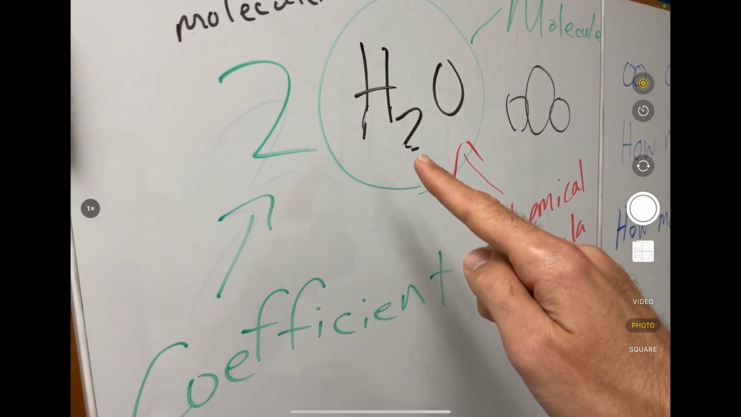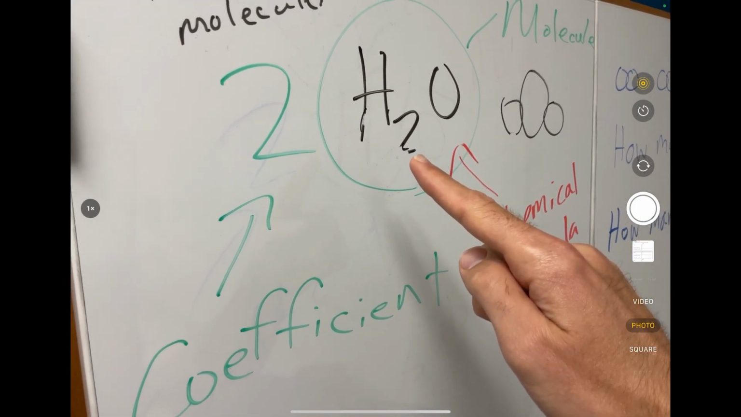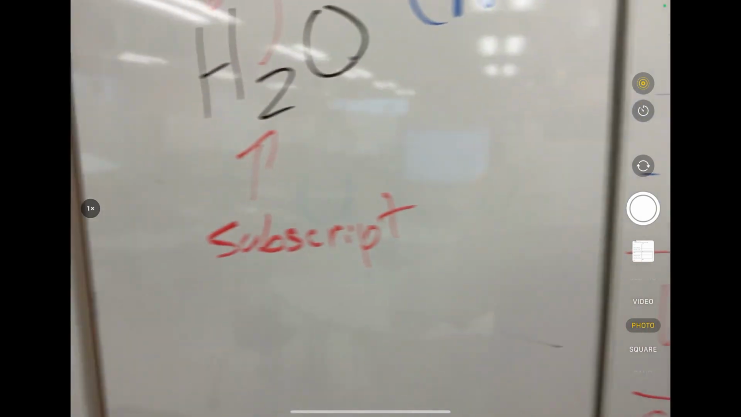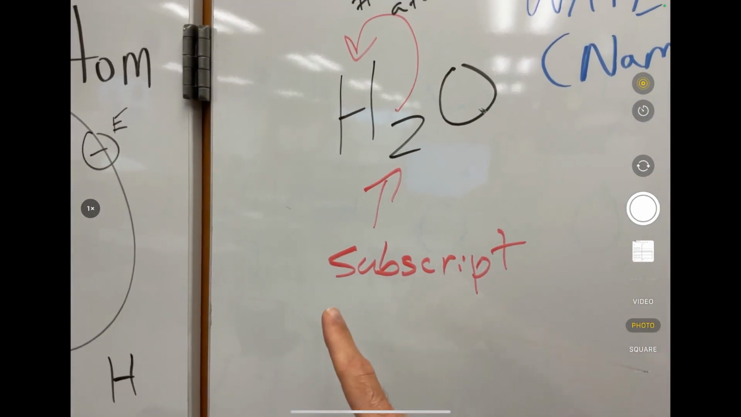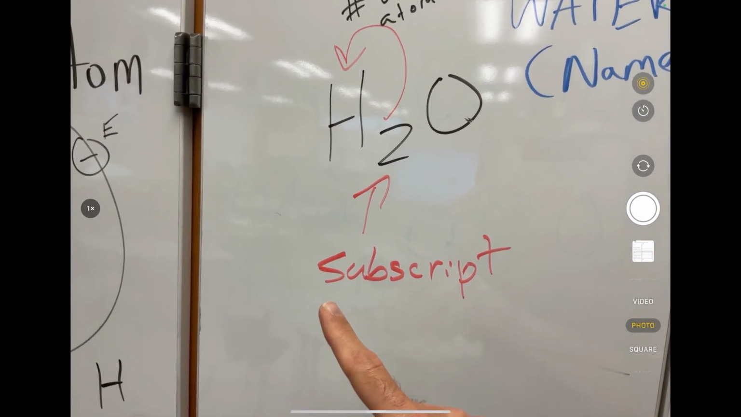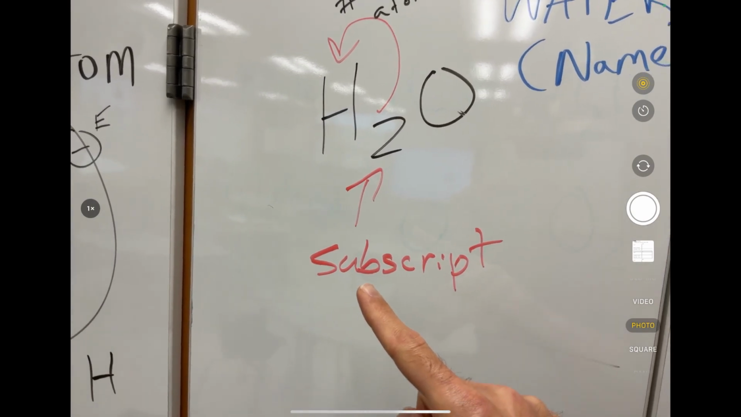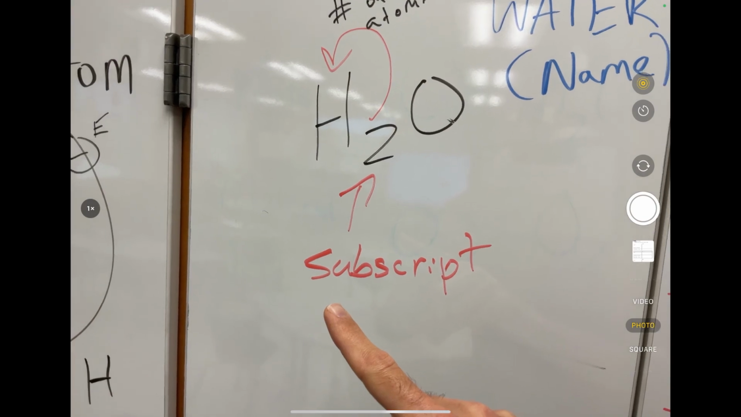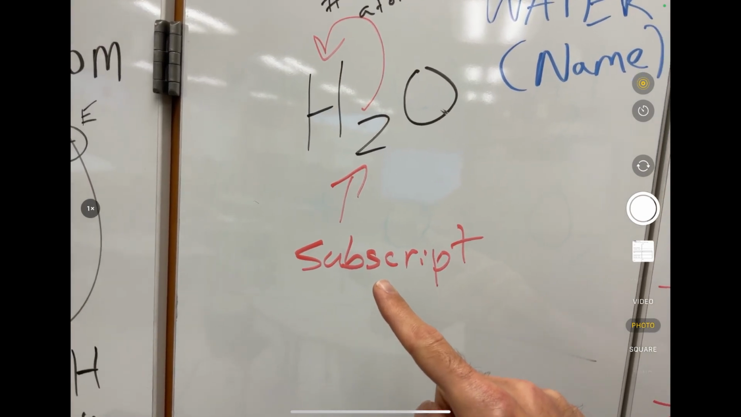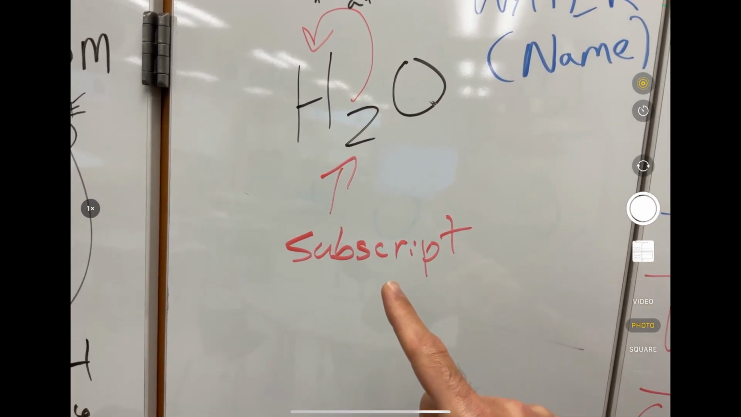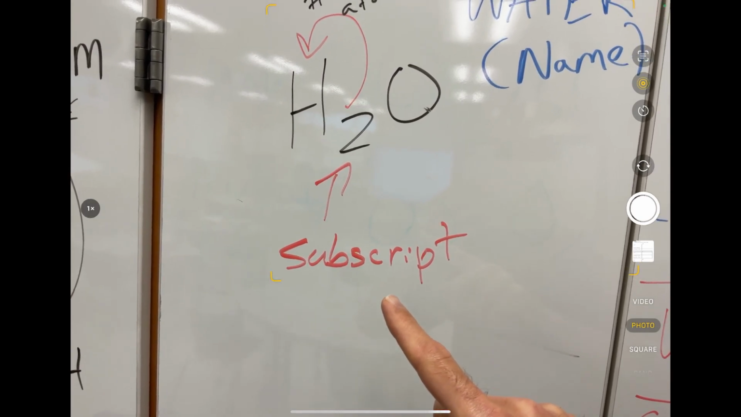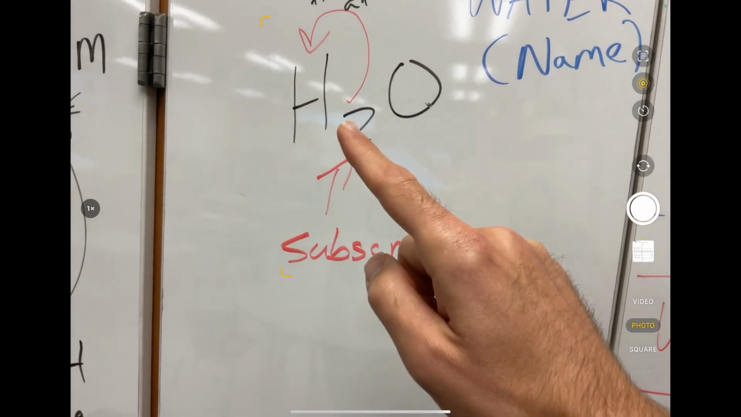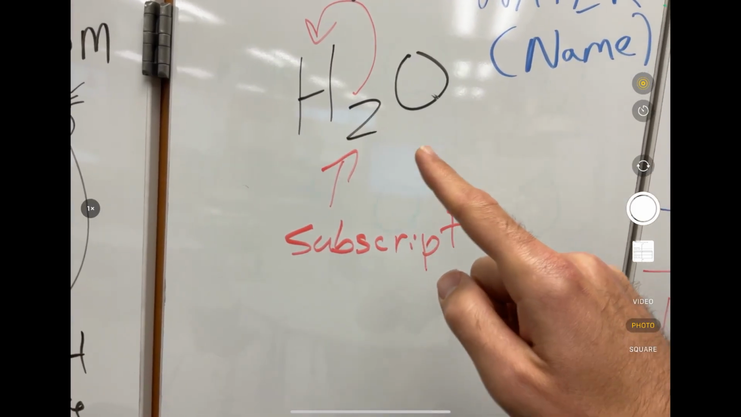The 2 beside the hydrogen is called a subscript. I'll show you that over here. Subscript comes from another language. It's 2 word parts. Sub means under, like in subway that goes under the ground, or a submarine that goes under the water. And script just means to write, as in like scripture or a prescription like your doctor would write. So we write it under. You can see how the 2 is slightly below the H and the O.